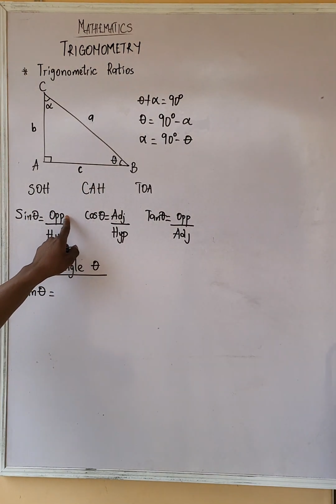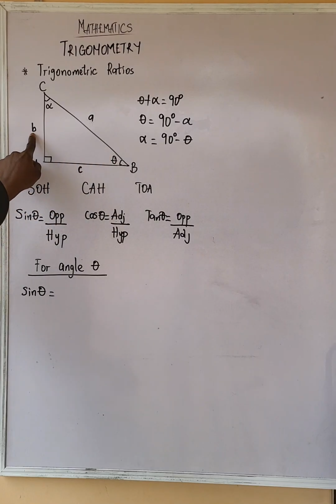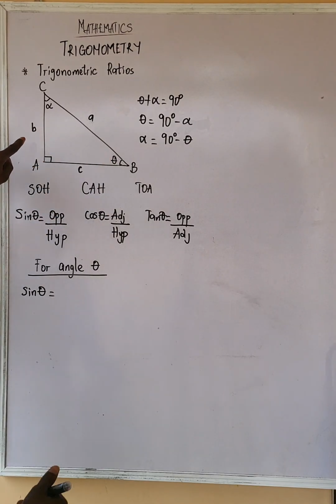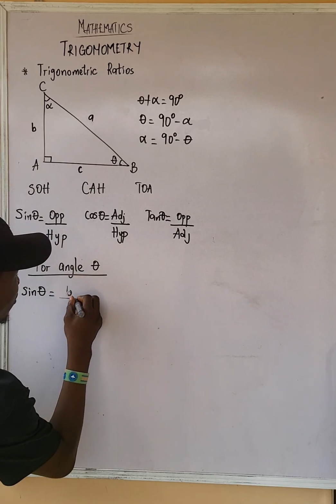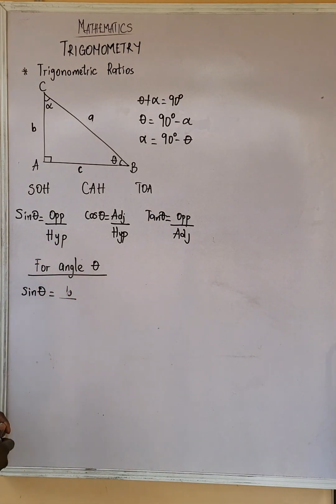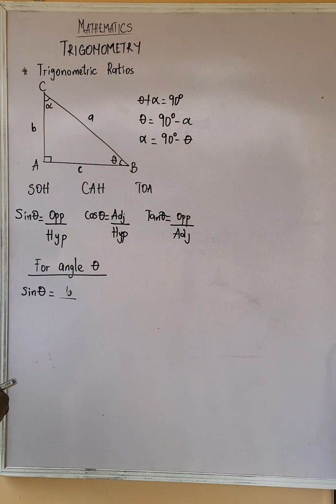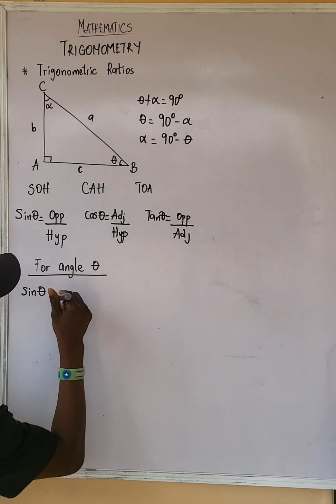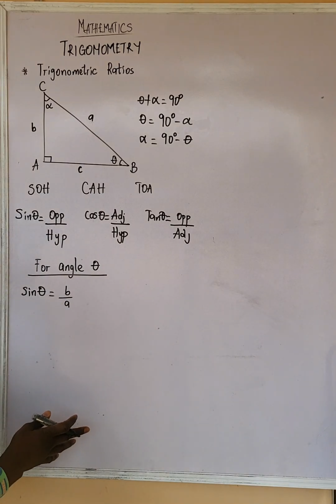And we said sine is what? Opposite over hypotenuse, right? So, which side is facing this angle? This is the side facing the angle, which is small letter B, right? So that will be B. Then over, what's our hypotenuse? Our hypotenuse is the longest side. Which one is the longest side here? A, right? So our sine theta is B over A. Do you get how we got sine now?